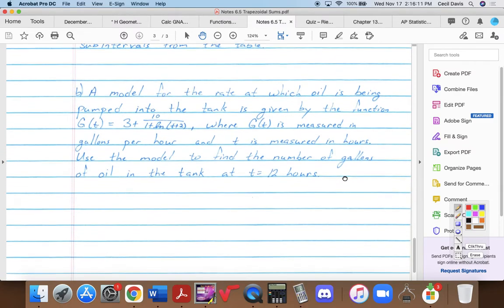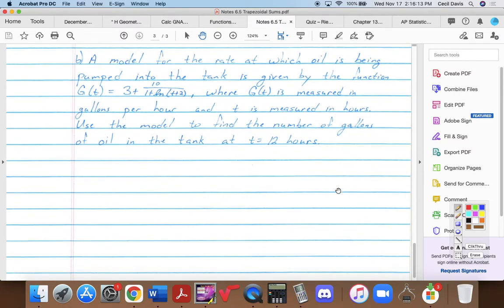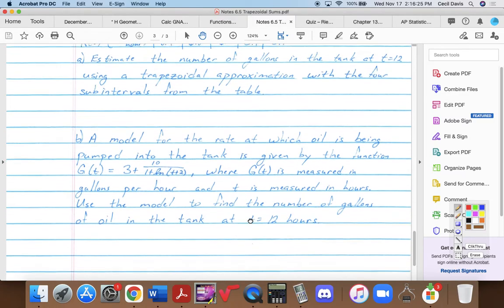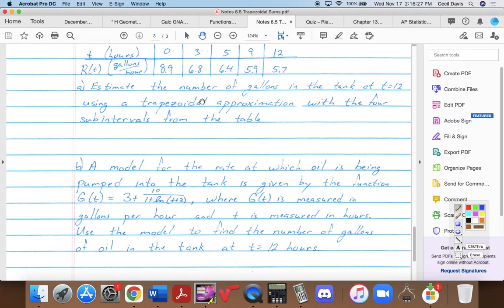A model for the rate at which oil is being pumped into the tank is given by G of t is equal to 3 plus 10 over 1 plus the natural log of t plus 2. I want to know who came up with this model for this. And if I remember correctly, if you substitute in these points, you get pretty close to these values. That's good. So it's hitting close to those, or maybe even within 1/100th of those.